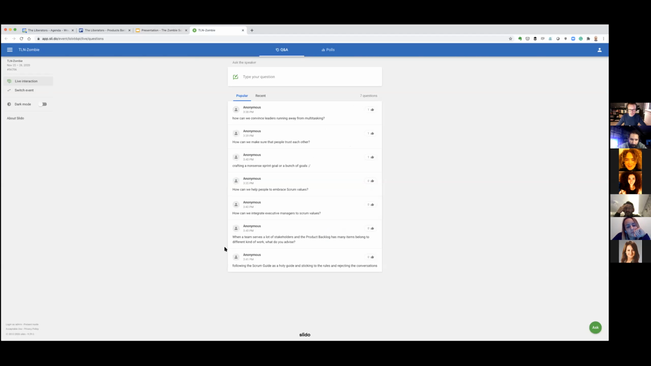Yeah, so let's see. Is that the question, when a team serves a lot of stakeholders? Is that the question you mean? So when a team serves a lot of stakeholders and a product backlog has many items belonging to different kinds of work? Can the person asking this question elaborate on that, to just give a bit more context? It's me, and I'm asking that.